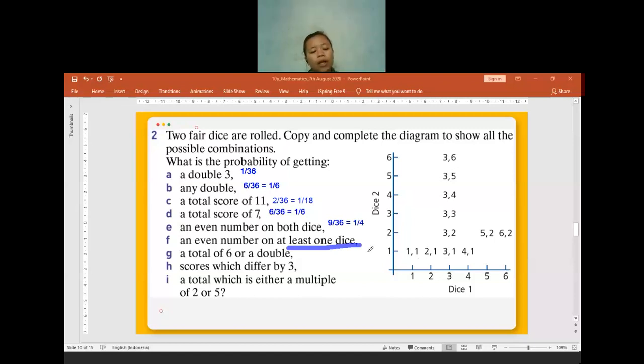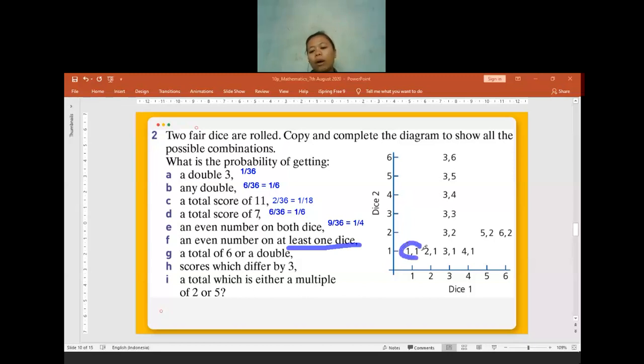Okay, yeah. Or maybe you can do it the opposite way. If you count one by one, sometimes you will make a silly mistake. Question F is asking for an even number on at least one dice, so I will not take the outcomes where both are odd numbers. So I will just check how many outcomes have both numbers odd.